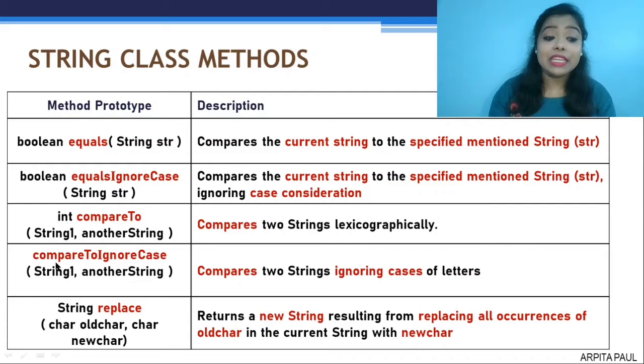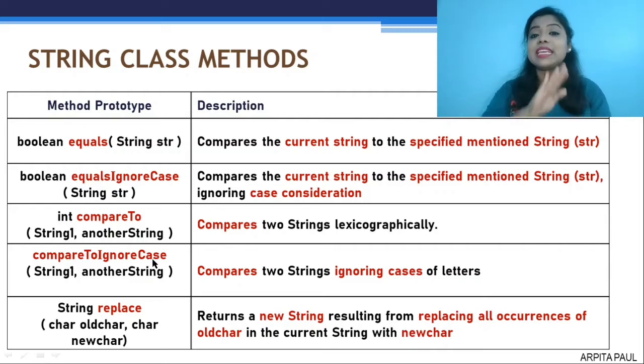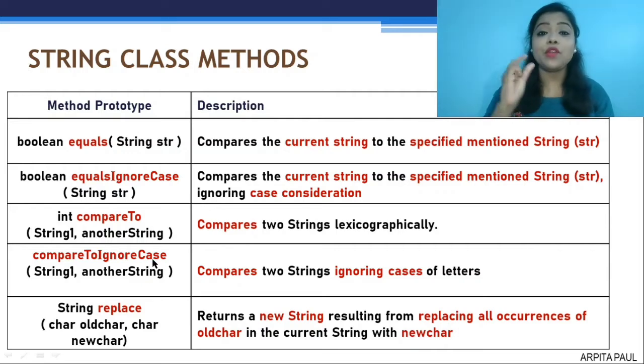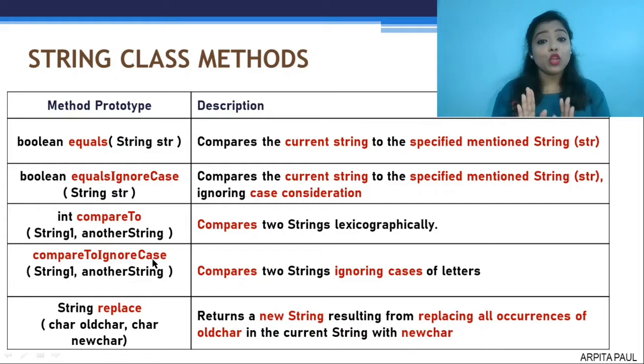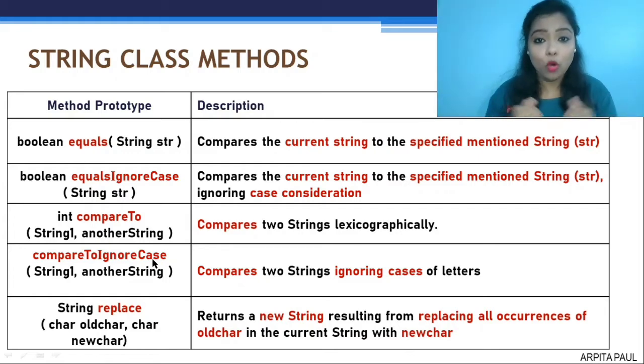Okay, and you can see the next one, compareToIgnoreCase. Similar to equalsIgnoreCase, compareToIgnoreCase ignores the case and then returns the difference between two ASCII values of two specific characters of the strings. Okay, I will show you the examples, then the total concept will be more clear.